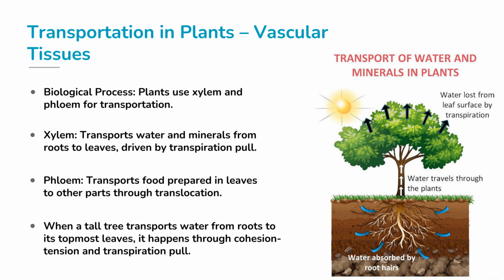Imagine a tall tree. How does water reach its topmost leaves? It happens through the continuous column of water maintained by cohesion, adhesion, and transpiration pull. Observe this diagram showing xylem moving water upward and phloem moving food in multiple directions.